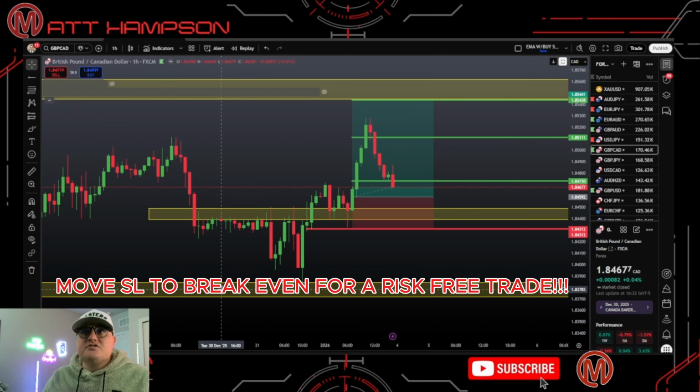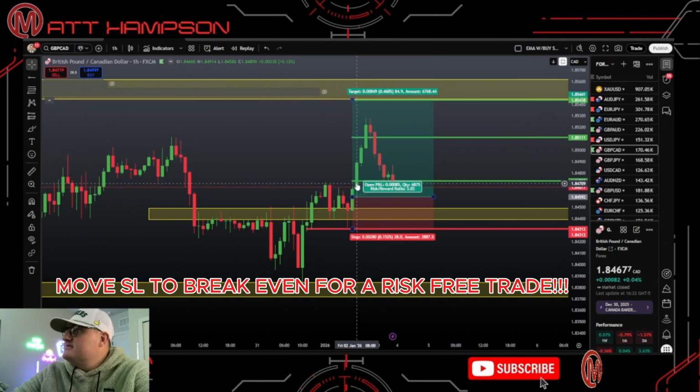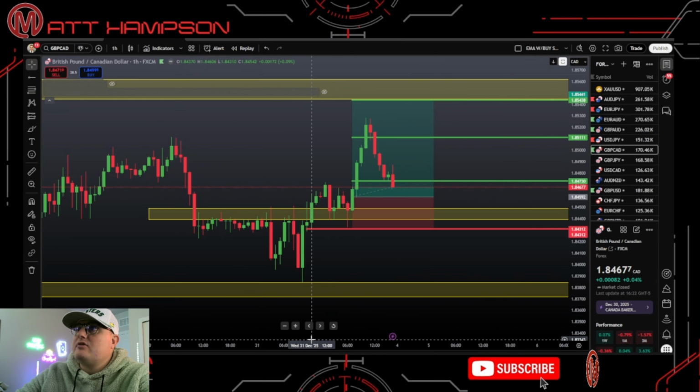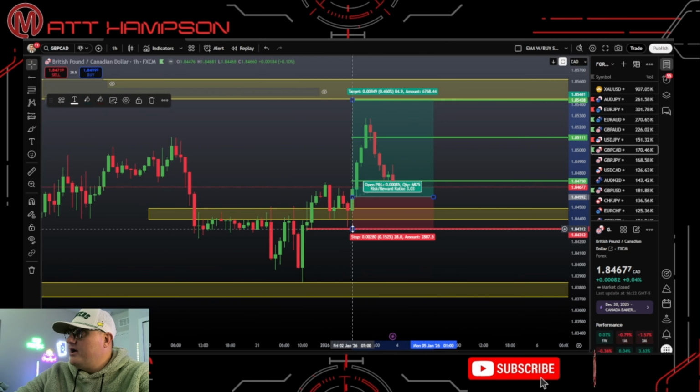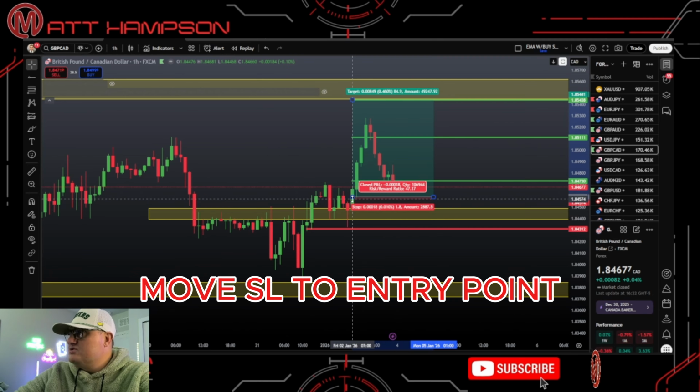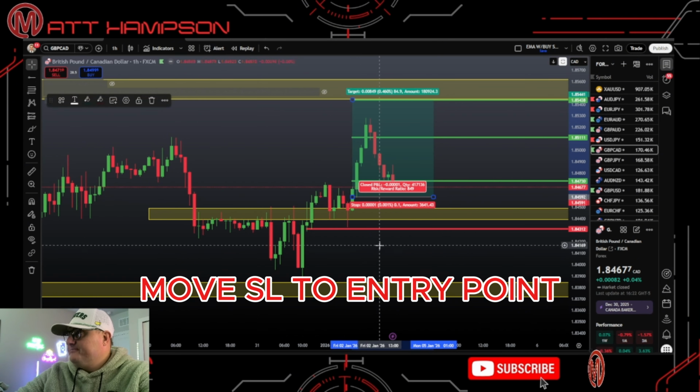I want everyone to understand that. That is a very, very important key when it comes to risk management. We're going to move our stop losses to break even or use a trailing stop. What that means is now that we are already 13 pips in profit and we have taken profit of 25%, we're going to go ahead and move this up to our entry point.